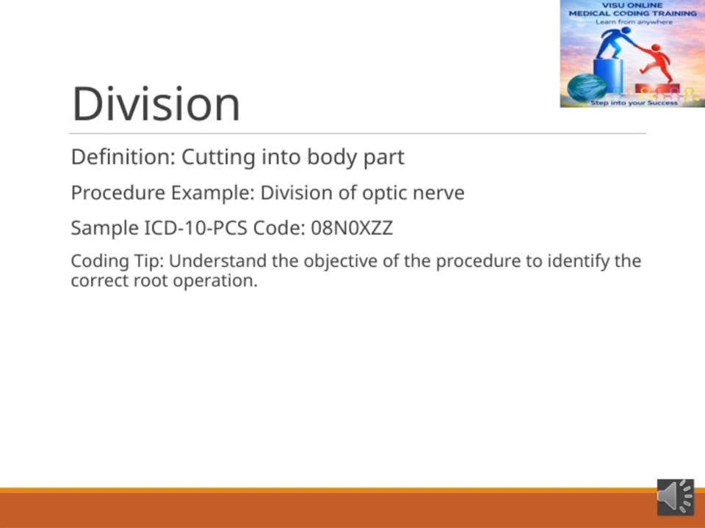A crucial tip to remember is that understanding the objective of the procedure is essential for selecting the correct root operation. In this case, the root operation is division, because the procedure involves cutting into a body part to separate it. Overall, when coding division procedures, focus on the intent to divide or separate tissue, and always connect that understanding back to the clinical context. This helps ensure accurate coding and proper documentation.